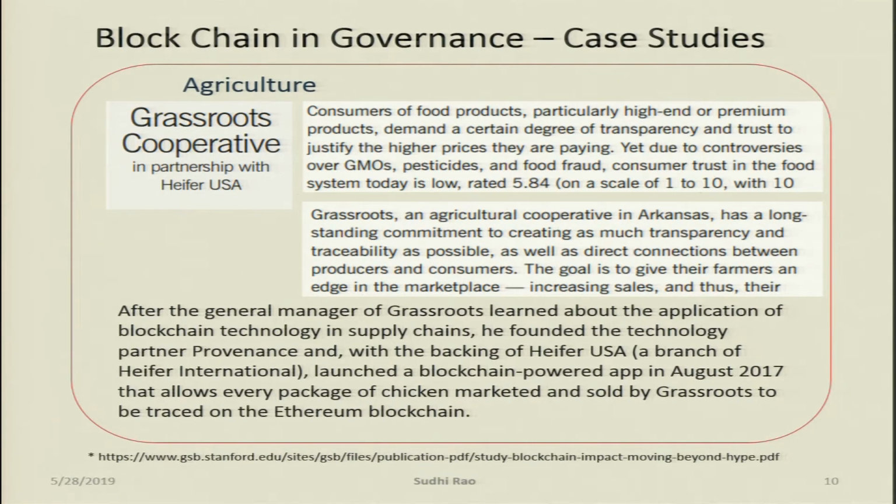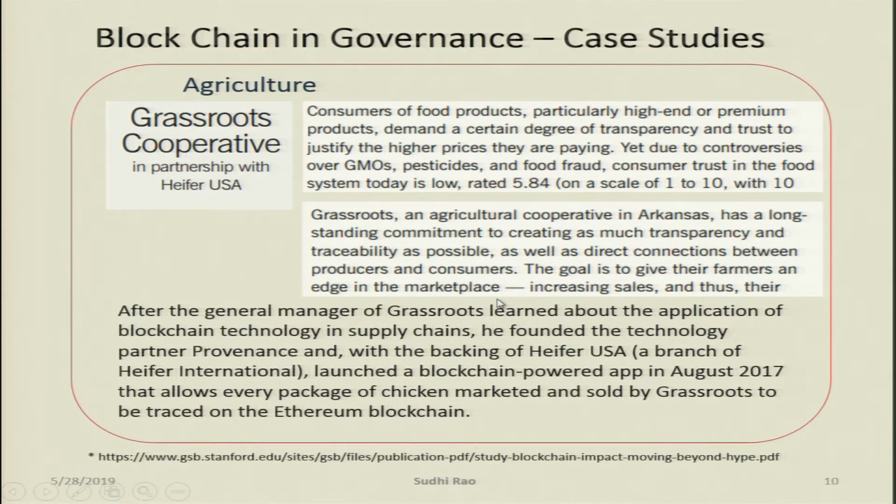Likewise, this group Grassroots is also committed to as much transparency and traceability as possible, as well as direct connections between producers and consumers. So, if you have a doubt about this pack of meat which you bought from our company, come and talk to the farmer who produced it. The goal is to give their farmers an edge in the marketplace.